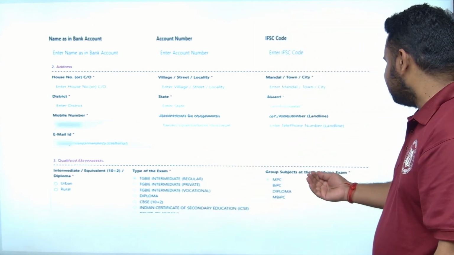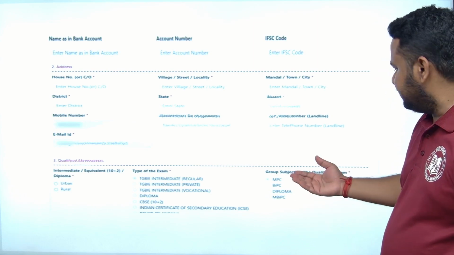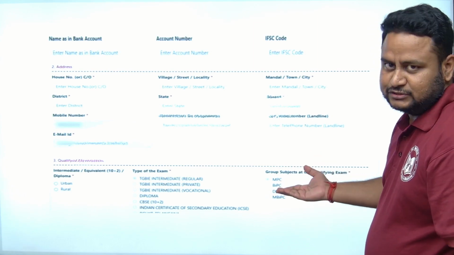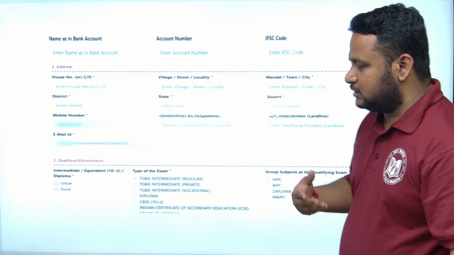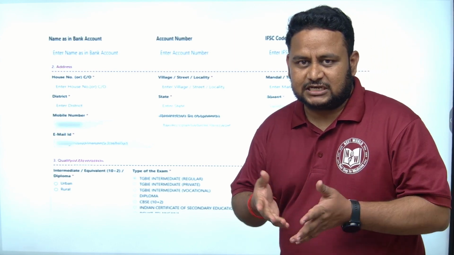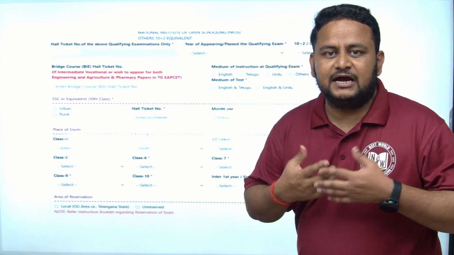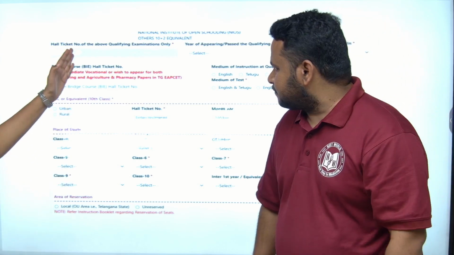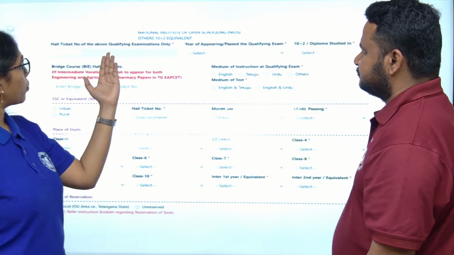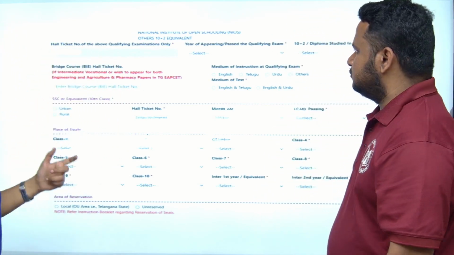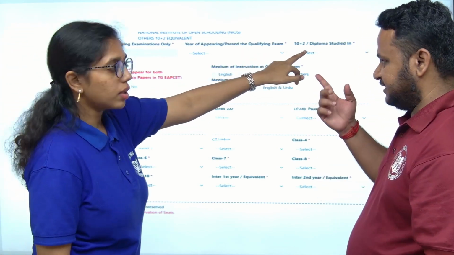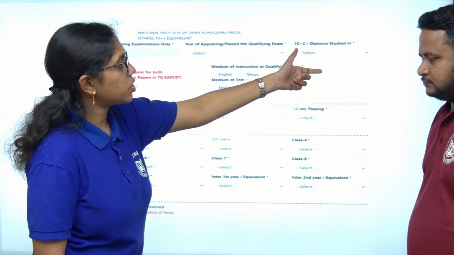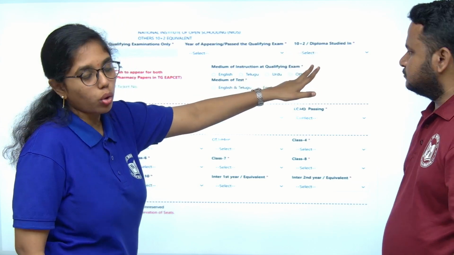Next, coming to group subjects of the qualifying exam, whether you belong to MPC, that is you have chosen MPC, or BiPC, MBiPC or diploma. Choose it as per the subjects which you have chosen in intermediate. Thereafter you have to provide the hall ticket number of the qualifying exam and then the year of passing, that is 2025. If it is diploma, you have to select which course you have studied.